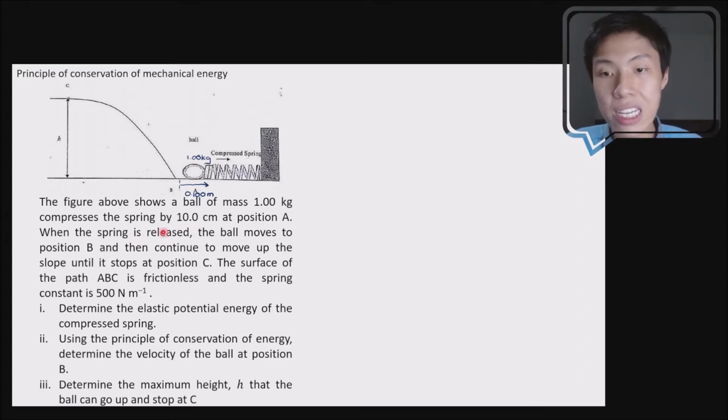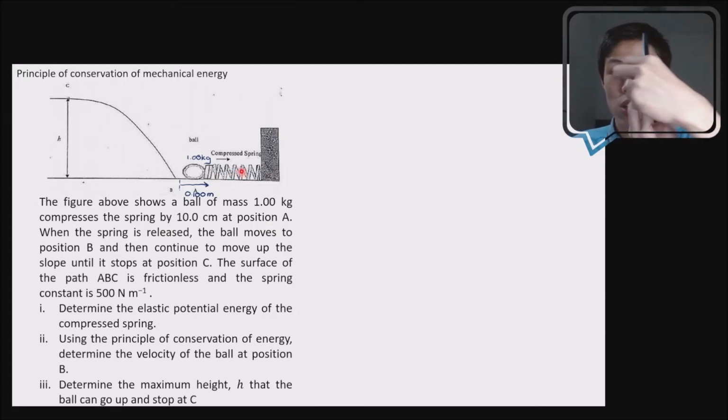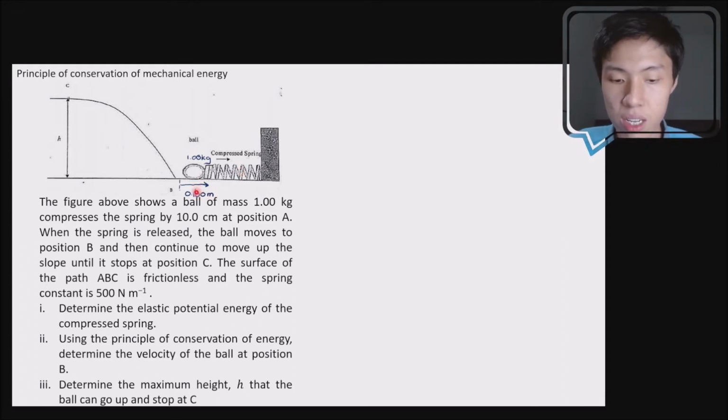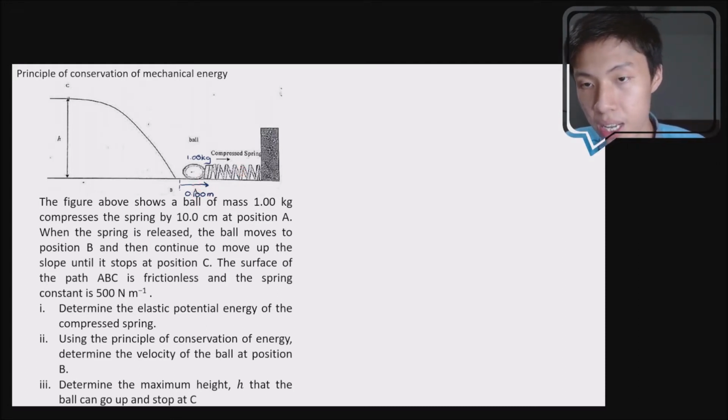When the spring is released, the ball moves to position B. So when you release, the spring will try to push the ball, right? Then the ball will roll towards B. So you can think of it as the path is going like this. Then it continues to move up the slope until it stops at position C. So if it stops at C, that means the speed of the ball over here should be 0 meter per second.